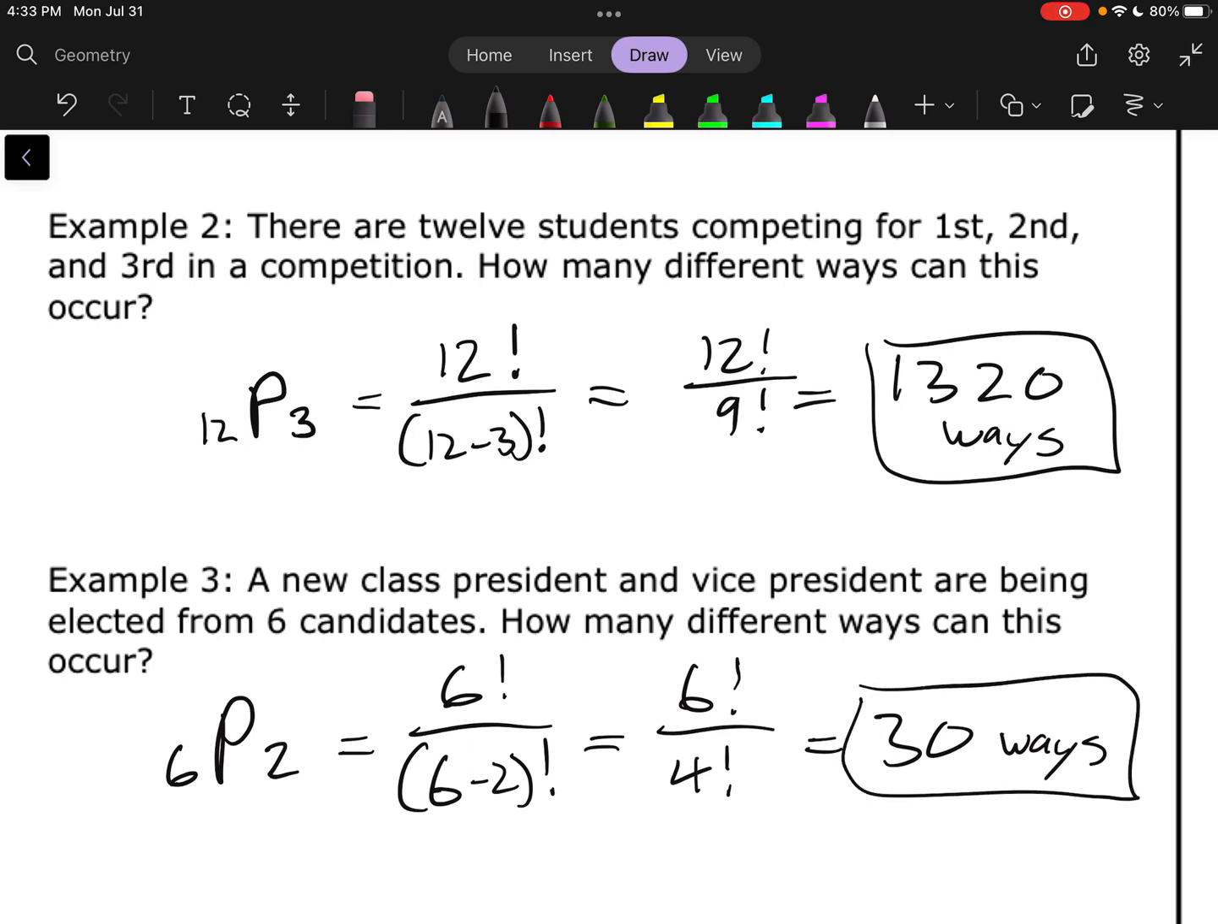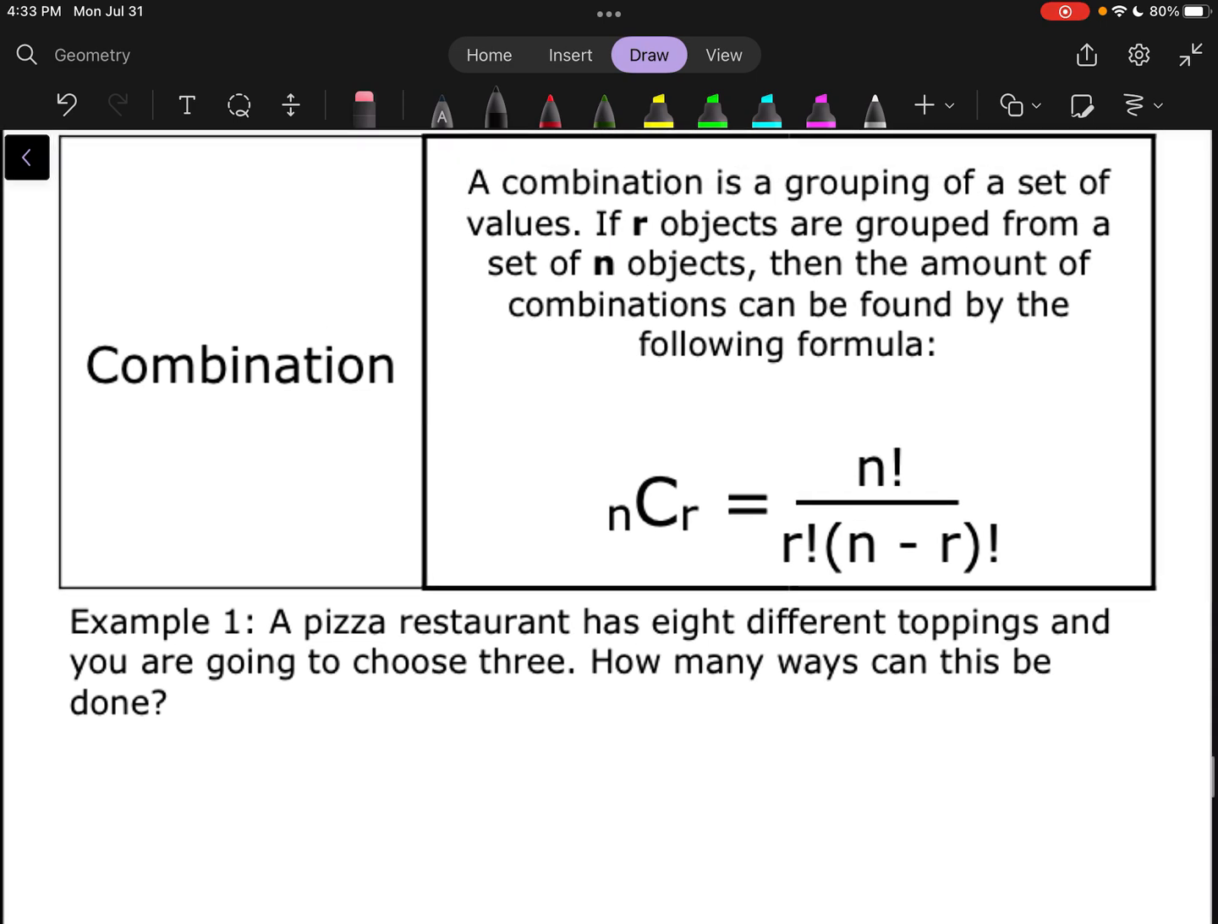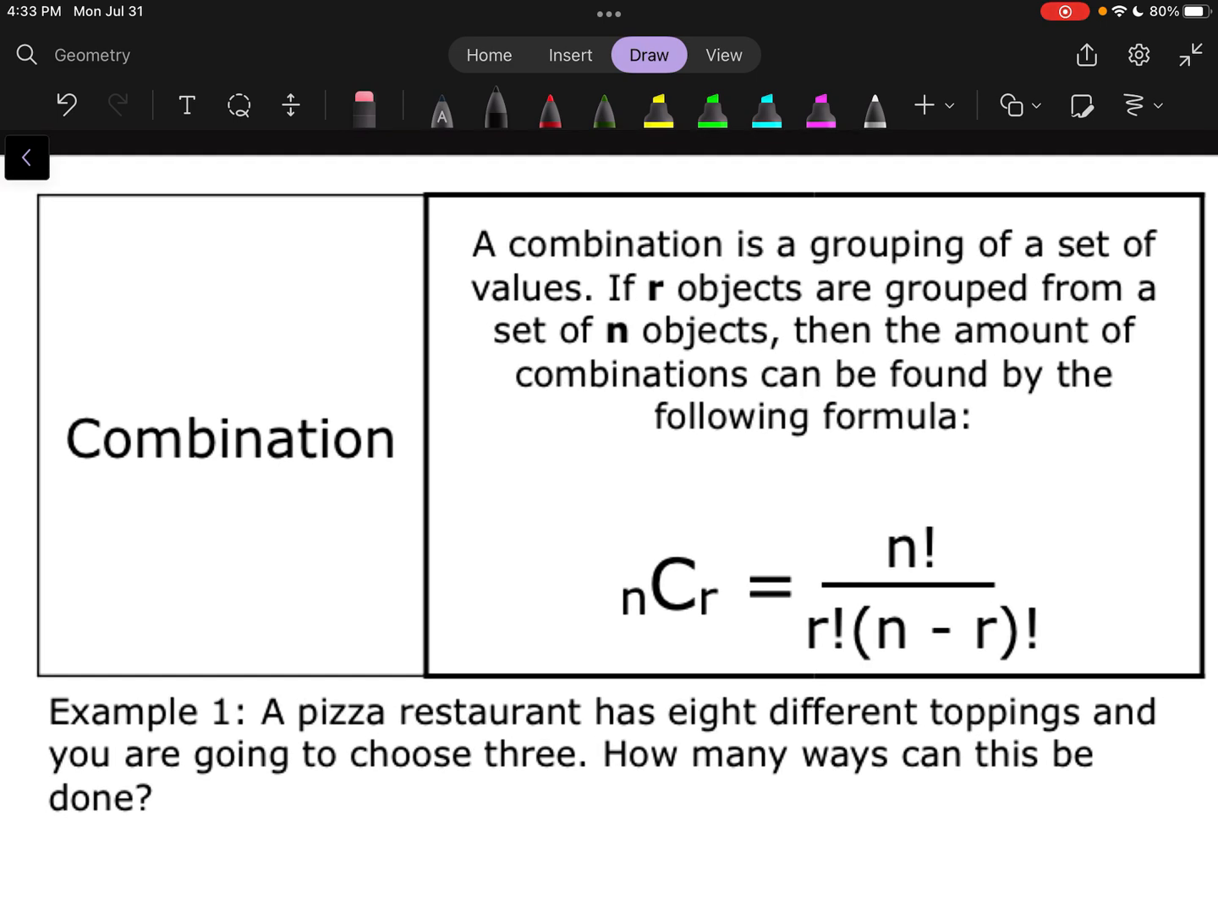So permutations are where order matters. There's going to be a first thing. There's going to be a second thing. There's going to be a third thing. Or there's going to be a president and a vice president, right? We have unique roles, unique positions. First, second, and third place in that competition, right? The order matters for permutations. For combinations, order does not matter.